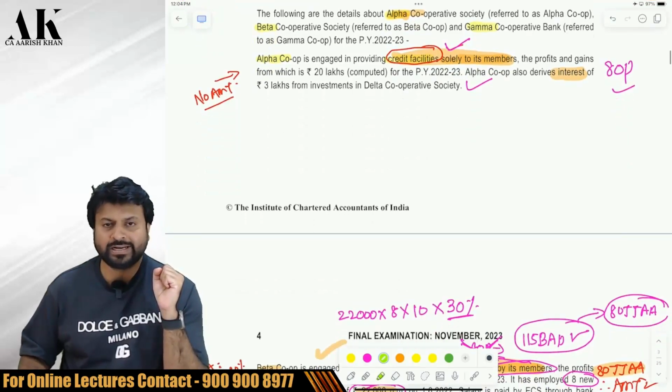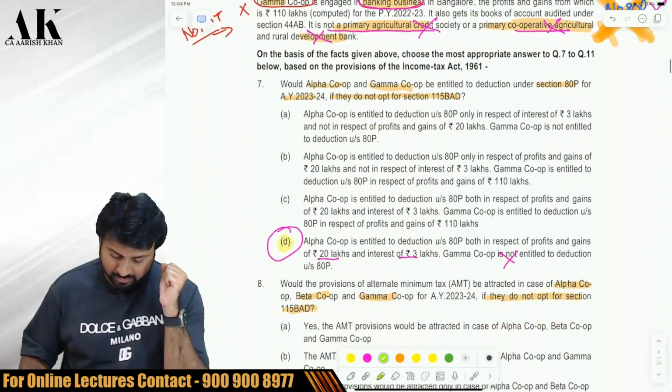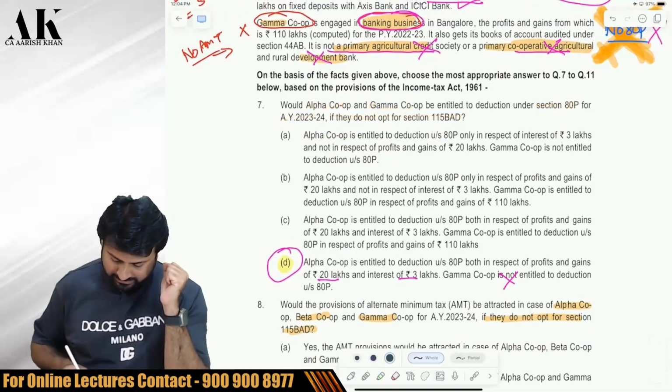Some of them are doing activities with respect to ATP. Some of them are not doing activities with respect to ATP. Now, what are we supposed to do? We are supposed to answer a few MCQs based on them. Let's see one by one all of them.